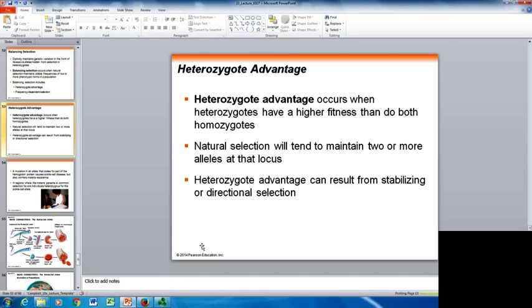So the heterozygote advantage occurs when heterozygotes have a higher fitness than both homozygotes. So natural selection will tend to maintain two or more alleles at that locus. And the heterozygote advantage can result from stabilizing or directional selection.